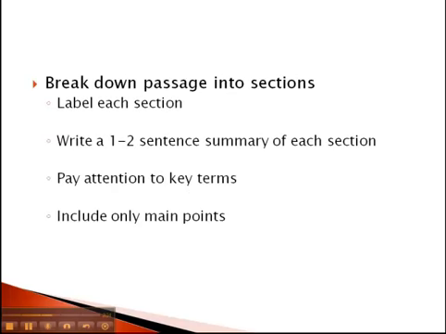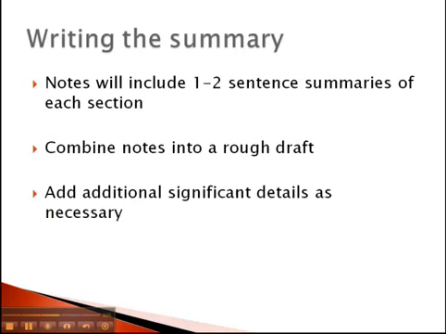Once you've summarized the author's central idea, you'll continue to break down the passage into sections, labeling each section and writing a 1 to 2 sentence summary of that section. Pay careful attention to key terms throughout the passage and include only main points that elaborate on this article's central idea. Once you've completed this process, you will have notes that include a 1 to 2 sentence summary of the author's central idea that you can combine with the subsequent sentences you generated as you summarized each section of the article.